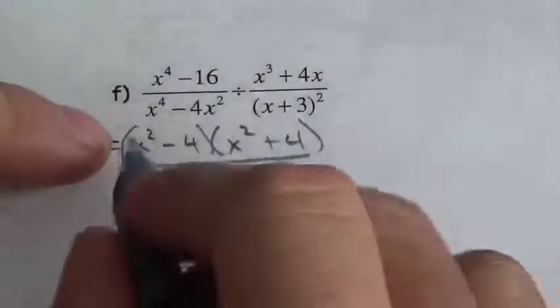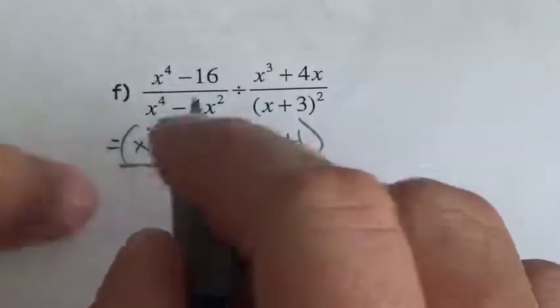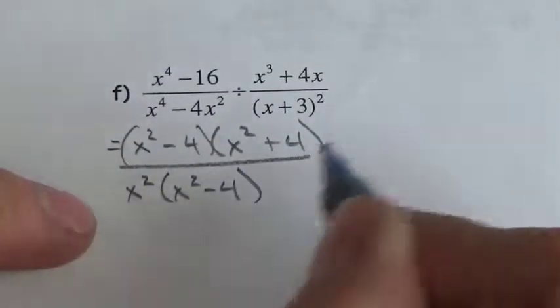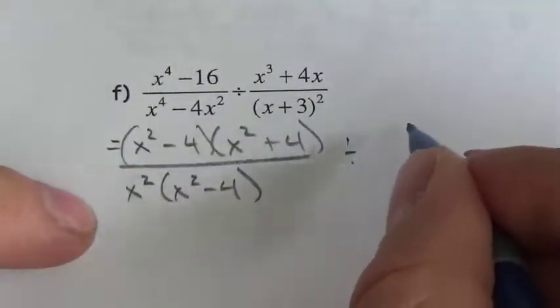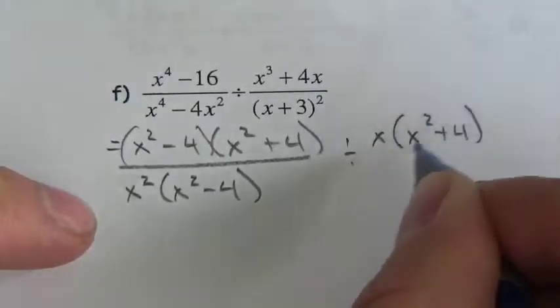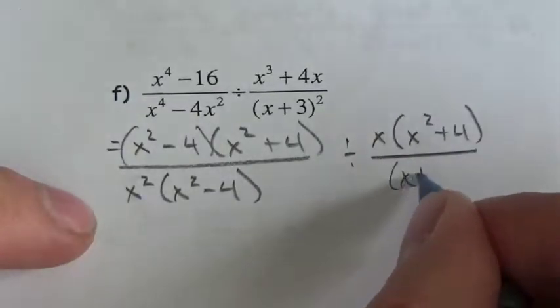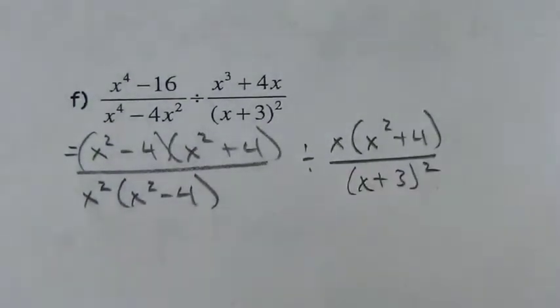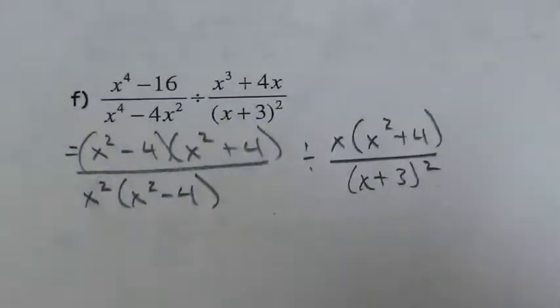I shouldn't actually say that. It's probably more direct to take out the common x squared, make that x squared minus 4, divided by, and then here, take out the common x, so x squared plus 4, and then we have here x plus 3 squared. Now, I should state the non-permissibles.